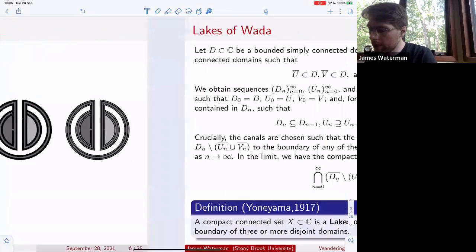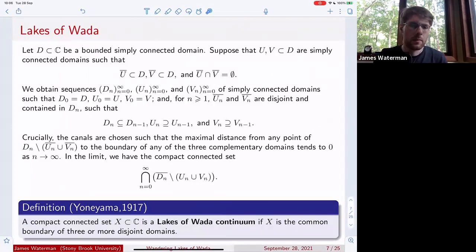So more formally, what do we have? We're going to let D be an unbounded, simply connected domain.